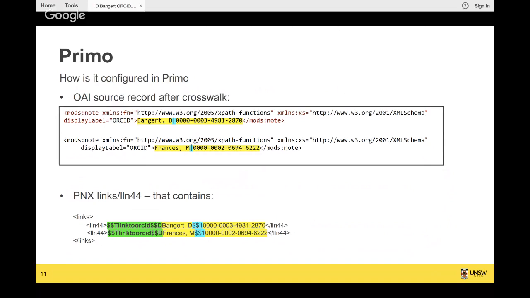The subfield $$T in the PNX LLN44 field means that we are using a template mapping table called link to ORCID to construct this ORCID link. $$D means that the text following this subfield will be used as the link display text. And lastly, $$1 means that the ORCID ID is used as the data passed to the link to ORCID template. We will look at how the template looks in the next slide.